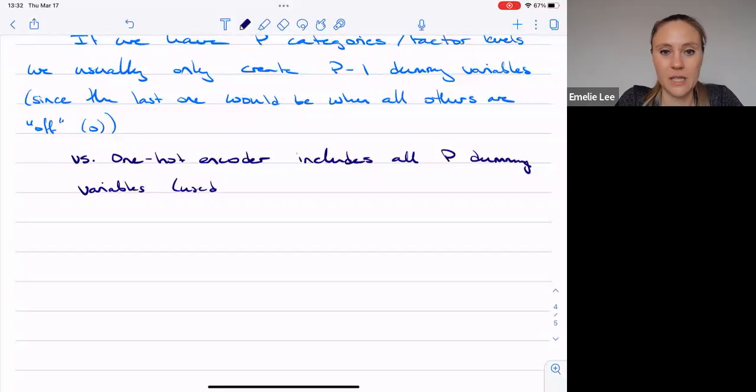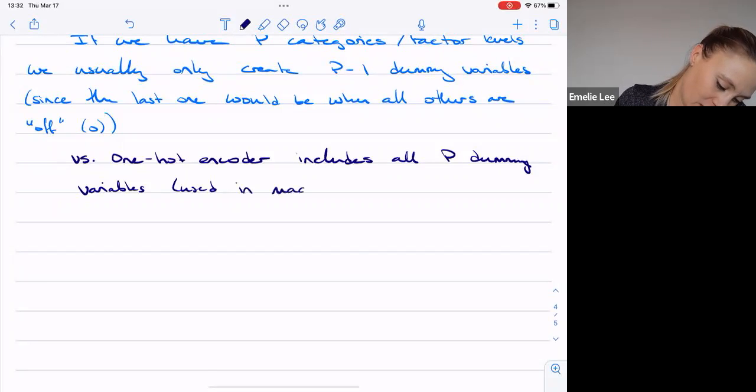I don't know anything about machine learning yet. Maybe I'll have to teach it one day. Then I'll learn it. So a one hot encoder includes all P dummy variables, which is used in machine learning.